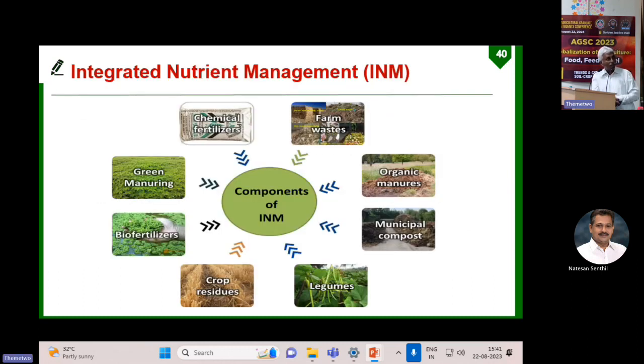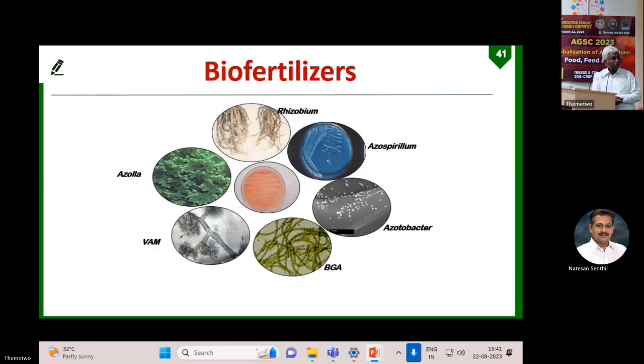These are the components you know very well: chemical fertilizers, green manuring, biofertilizers, crop residues, legumes, and also municipal compost, organic manures, even vermicompost that is being manufactured in many cases. In addition, another thing where you can go for this integration or soil health management is biofertilizers, wherein we have many things like rhizobium, azospirillum, azotobacter, BGA, VAM, azolla, pseudomonas, phosphate solubilizers, many things.